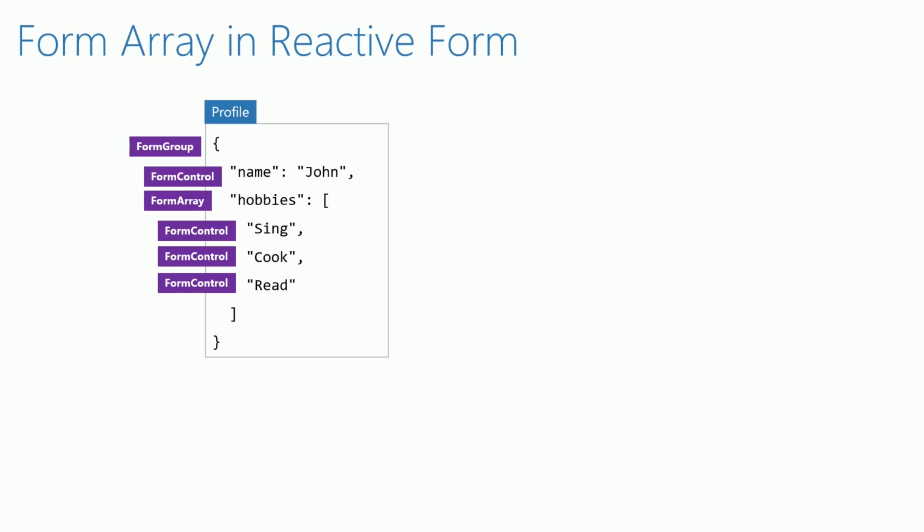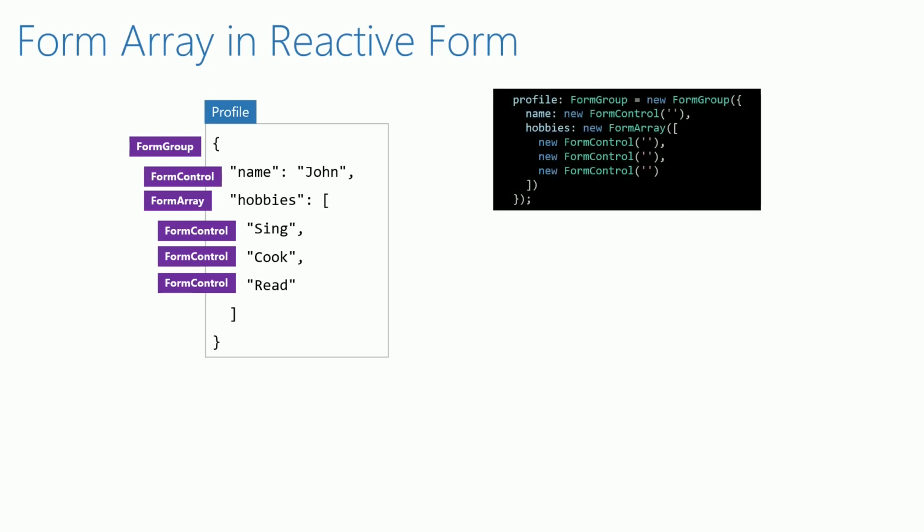If a form group object is defined based on this, then this is how its form group object definition will look like. This is where the form array is defined. Notice that the form array is defined using square brackets to represent an array of elements.